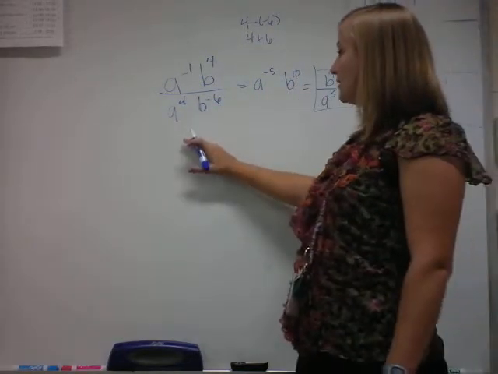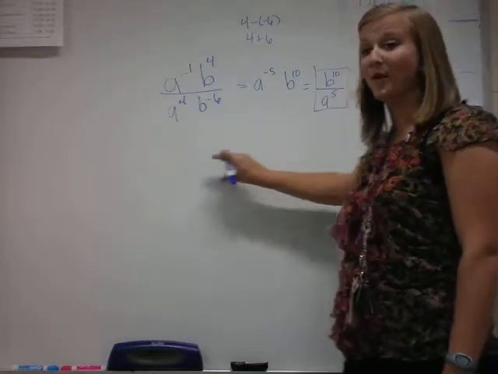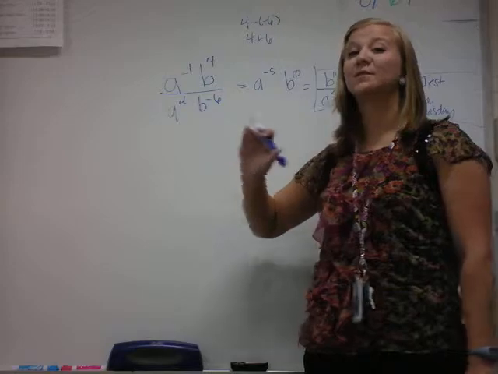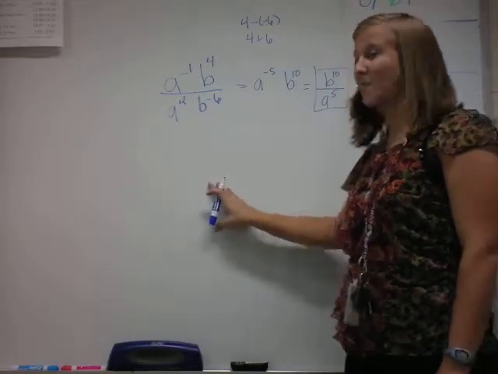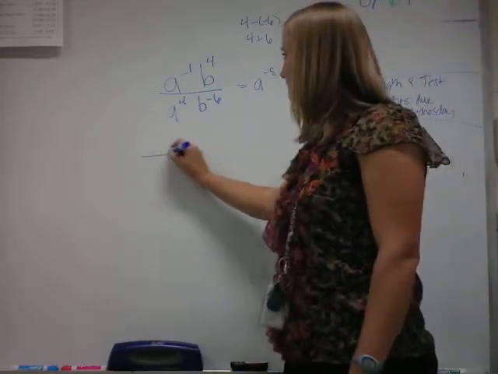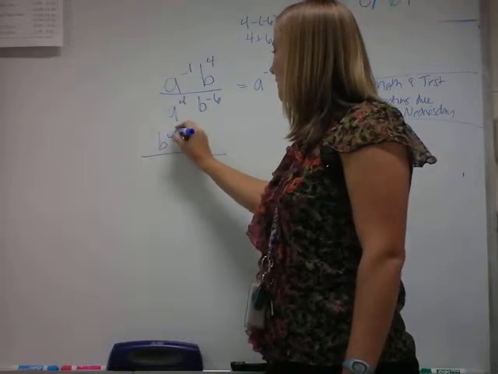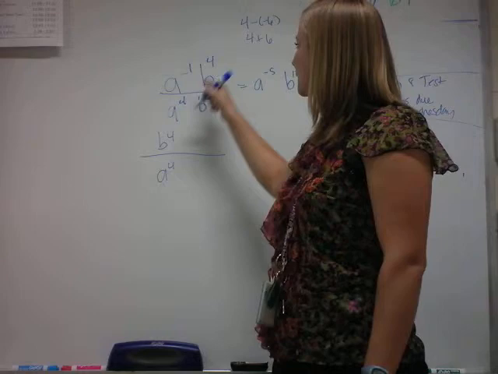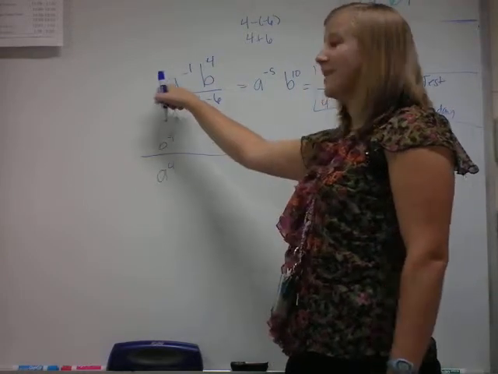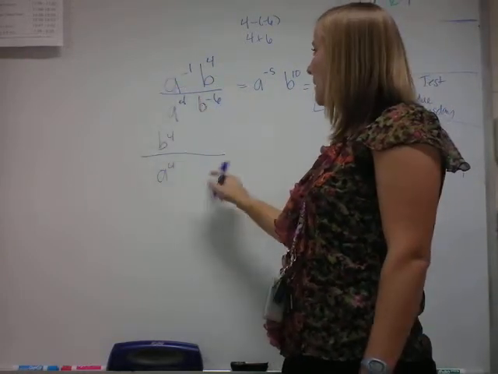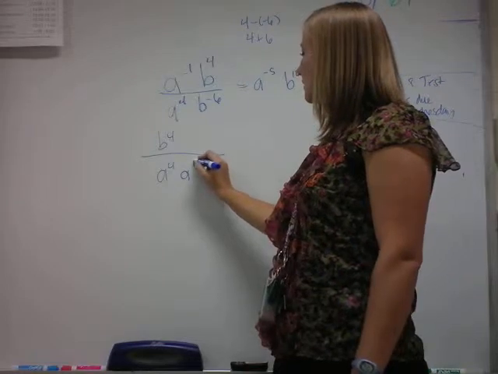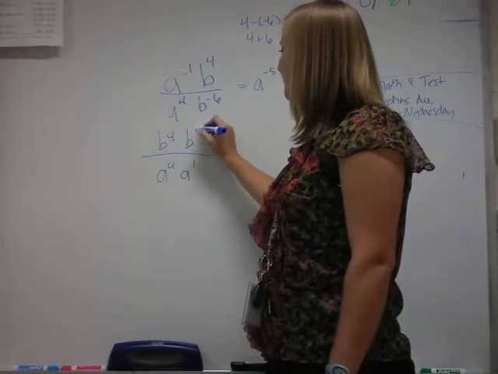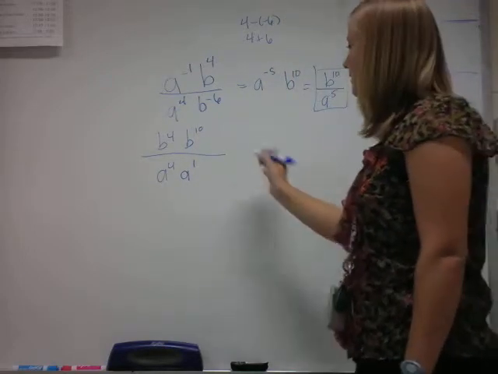If you want to do the method where you write them all out, you have to get rid of the negative exponents first before you can list them out. So in order to do that, I'm going to keep b to the 4th on top. I'm going to keep a to the 4th on bottom because both of those are already positive. To make this positive, I'm going to move it to the bottom. To make this positive, I move this to the top. That's b to the 10th.